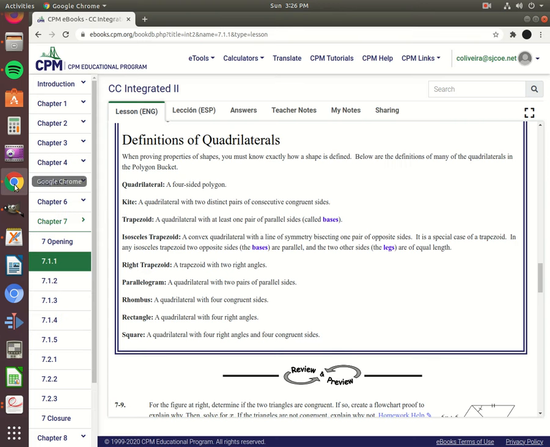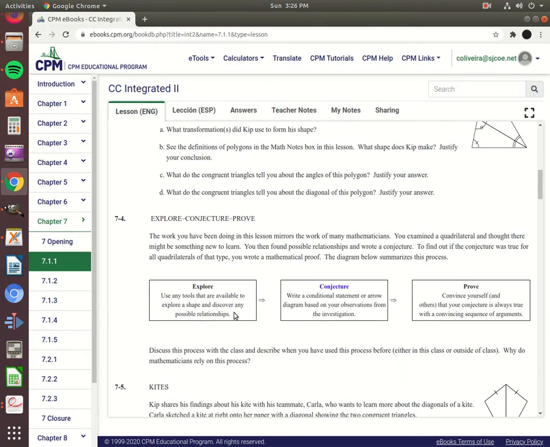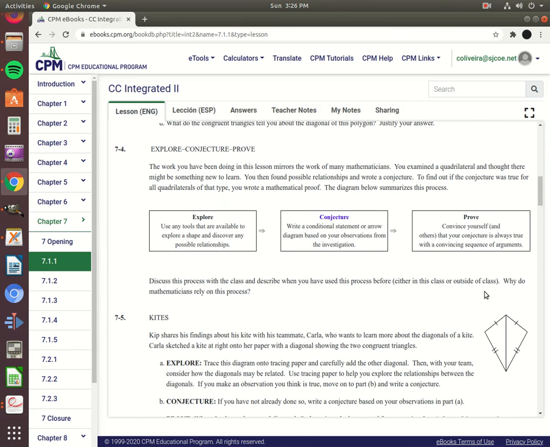This chapter just ends by talking about what this process of exploring conjectures proves. So you look at something, you kind of mess around with it, then you say, hey, I think this might be true, then you go about proving it. That's really the process that we're using here. And that is where we're going to end with this lesson.